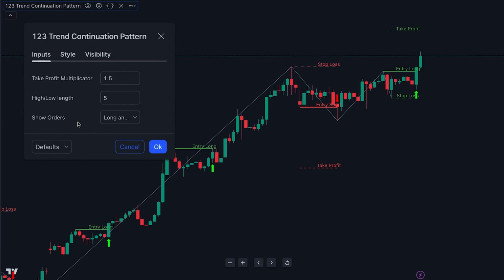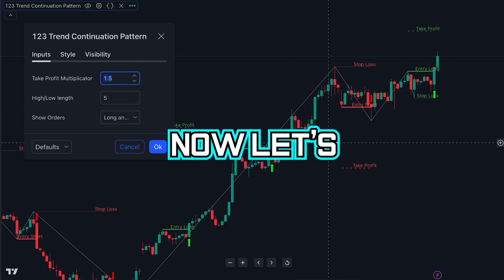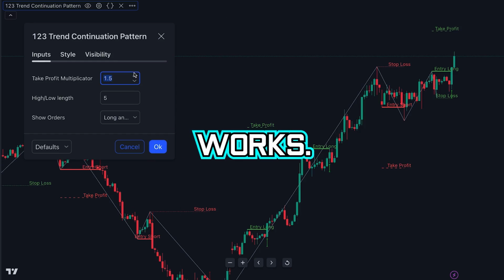And the final option we have here is the Show Orders option, which you can use to determine if you would only like to see bullish trades or bearish trades. We will leave that on default. The only option we will change here is the Take Profit Multiplicator factor, and we will change this to 1.5 so we can have a 1.5 risk to reward on trades. Now let's take a look at how the indicator works.